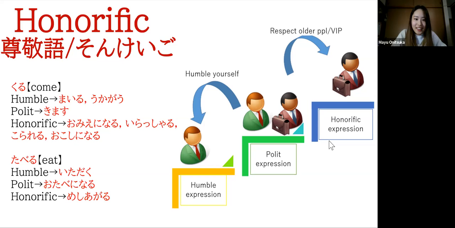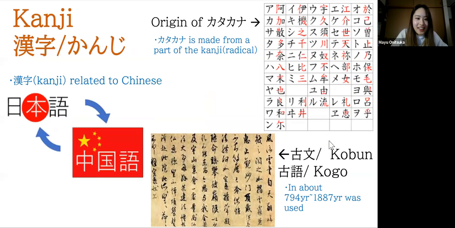And next, kanji also has a long history. Did you know kanji relates to Chinese? And katakana is made from a part of kanji. Kobun and kogo, used from about 794 to 1087, were used by old people. The Japanese language has a lot of history. We cannot tell you the whole thing about it. So if you are curious about the Japanese language, please research it. It's really complicated, but it is really interesting.